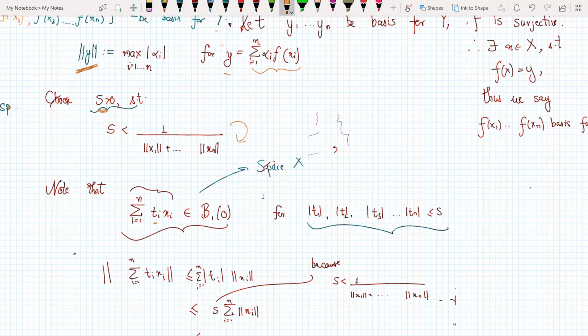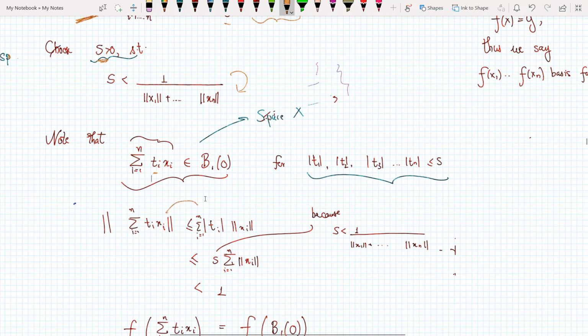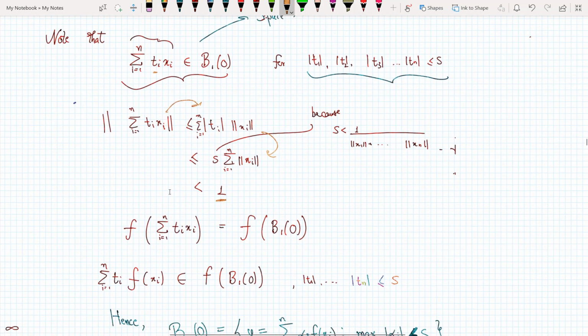Now, why does this belong to the ball? Well, we can just check it. I just take the norm on both sides, and here's the triangle inequality in this step. And here I see that I can take the s out, and I see that the norm is less than 1. So thus this element lies in the ball of radius 1. So now if I apply f on both sides, this just becomes f of the ball, and this becomes this. Now I take the t outside, f is linear, it looks like this, and it's just the same from here. Now the interesting part comes.